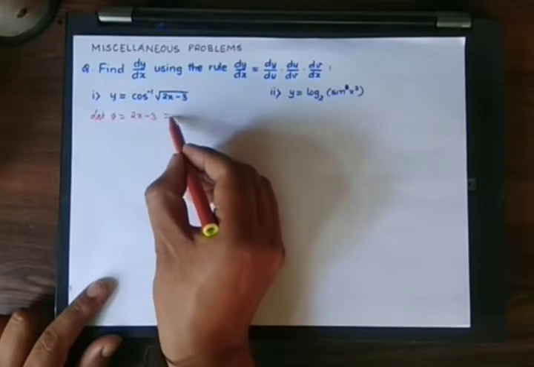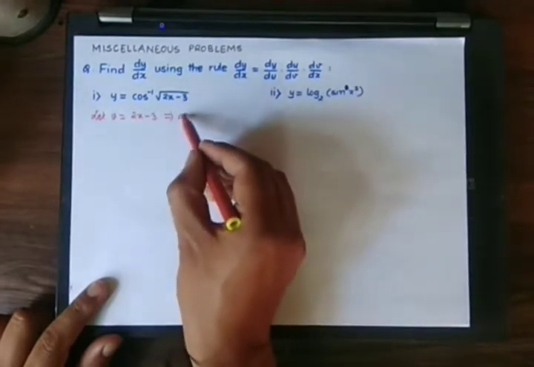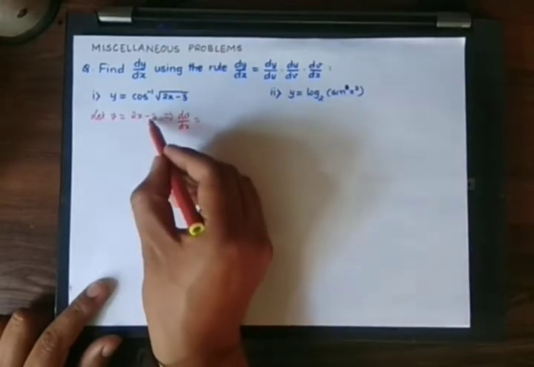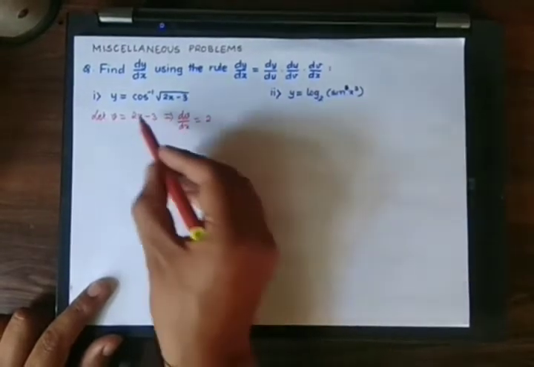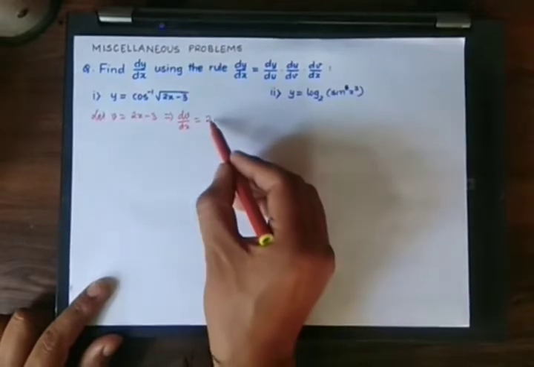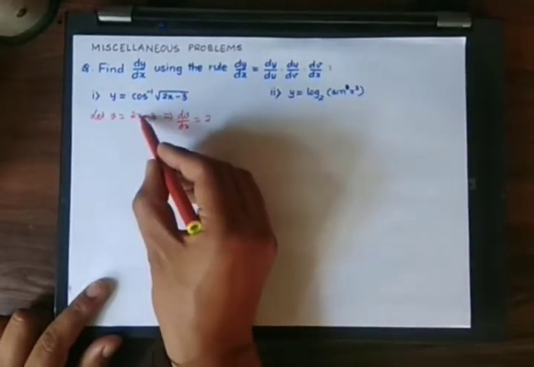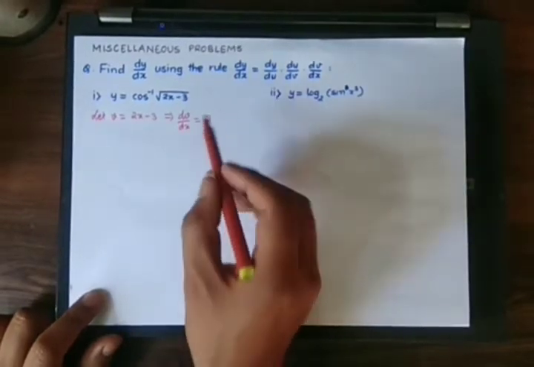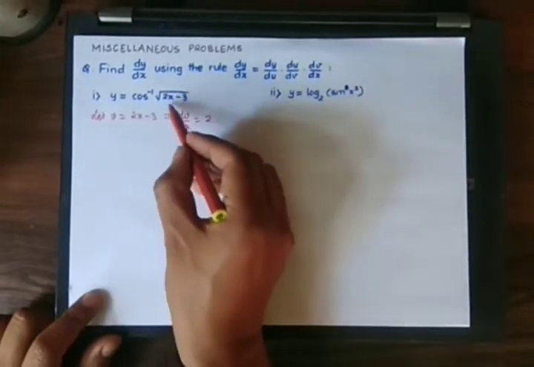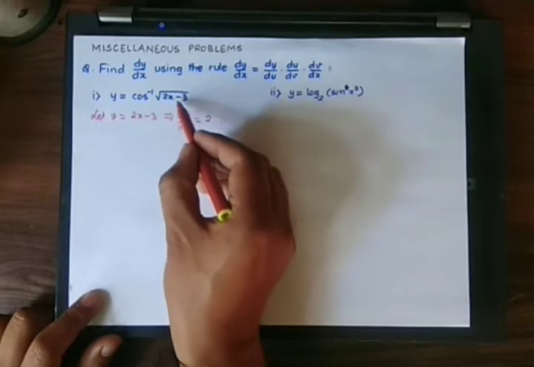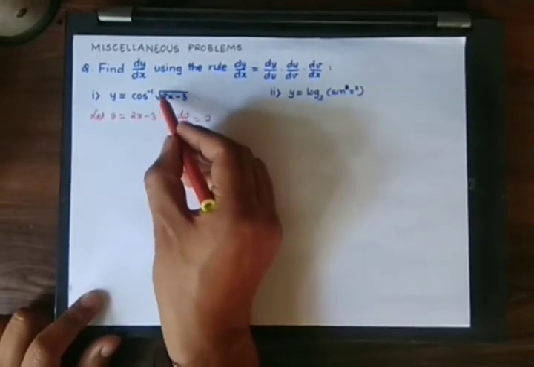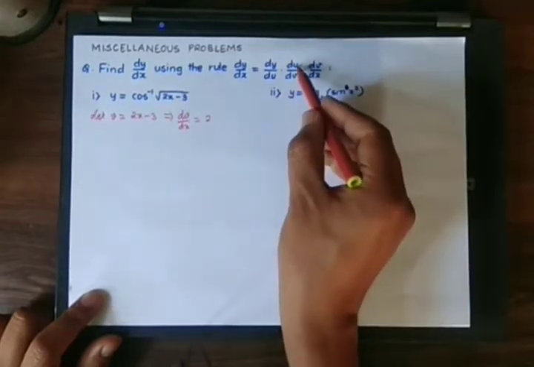So if I differentiate with respect to x, then I'll get dv by dx equals the differentiation of this, which will be 2, right? So 2 will be kept outside because this is a constant, and differentiation of x is 1. Okay, now dv by dx is 2. Now we have differentiated this. After this comes the root over function, right?